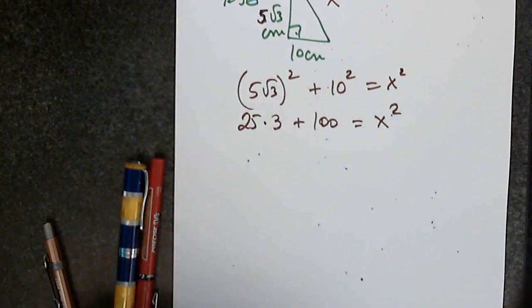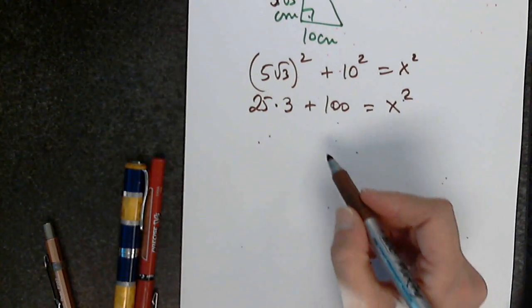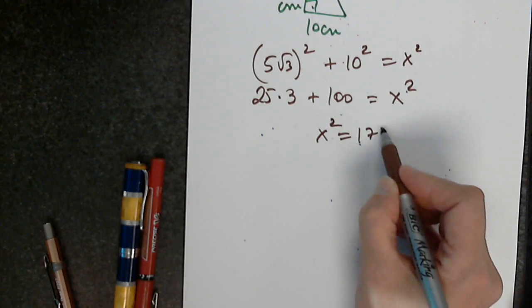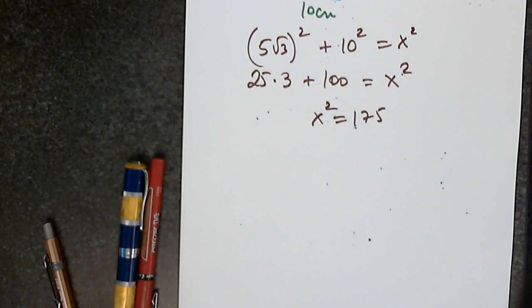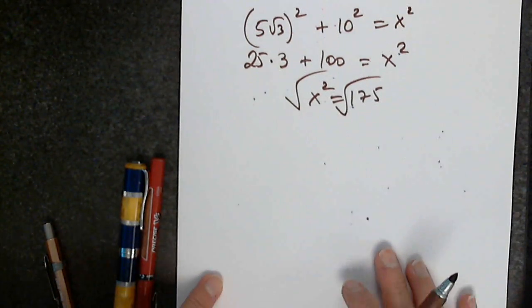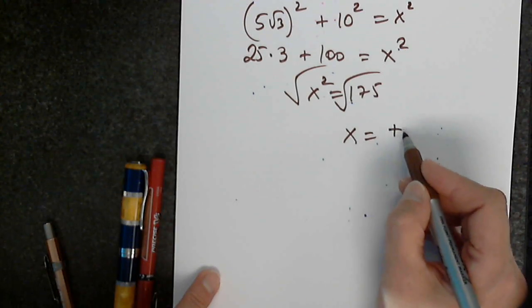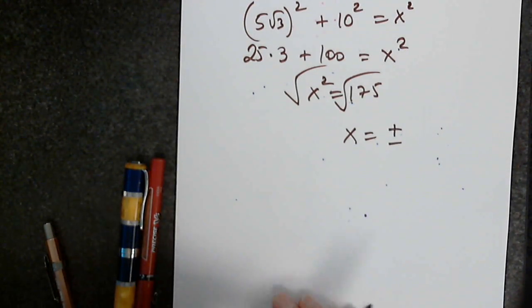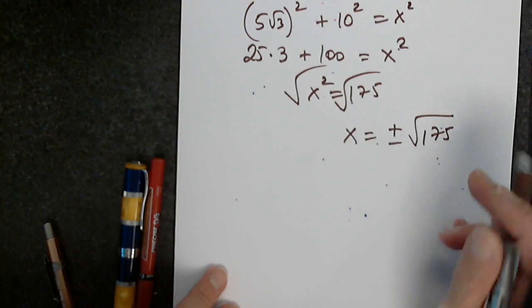How much is 25 times 3? 75. How much is 75 plus 100? Good. What do I do now? Because I know the principle of taking square roots. Take the square root, and the answer should be x equals plus or minus the square root of 175.